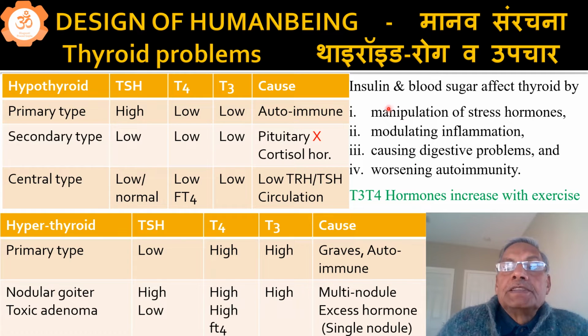Now, insulin and blood sugar affect thyroid. How? Because of manipulation of stress hormones and by modulating inflammation. When there is sugar, there will be chances of inflammation. And sugar may cause digestive problems. And also, this can worsen the autoimmunity. The thyroid problems are because of autoimmunity in most of the cases.